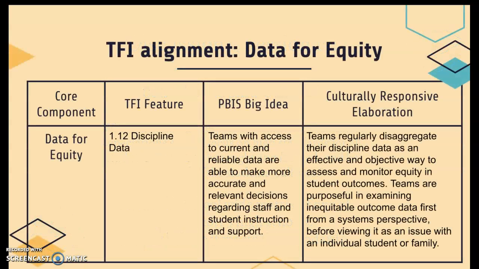All right, let's look at the last component, data for equity. So of course, these are those last 4 features of the TFI that they align with data for equity. So they start with 1.12, discipline data, having access to that data, right? We know what this means. But the elaboration states that teams regularly disaggregate that discipline data in order to monitor equity, right? And that we're purposeful in examining that inequitable outcome data first from that systems perspective before we view it as a specific individual student or family issue.